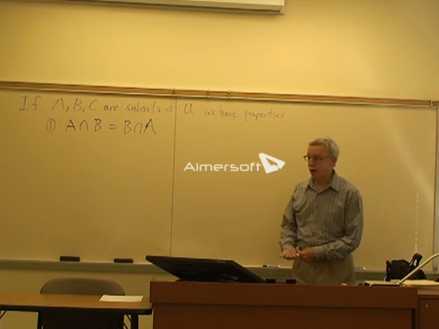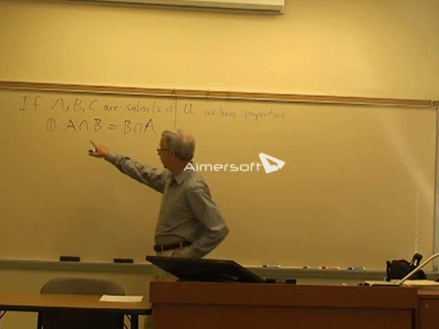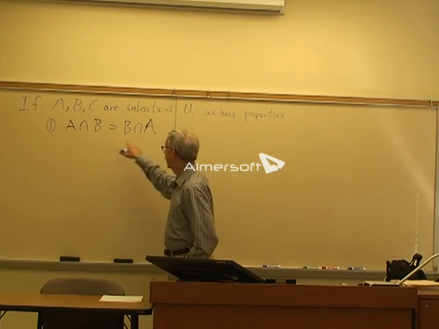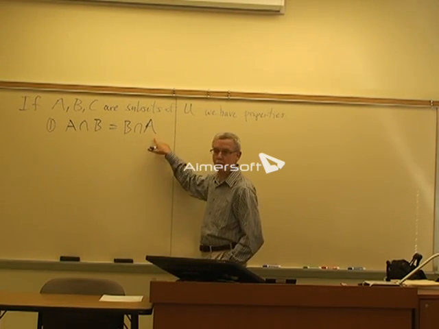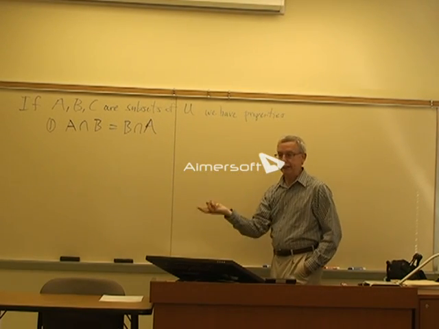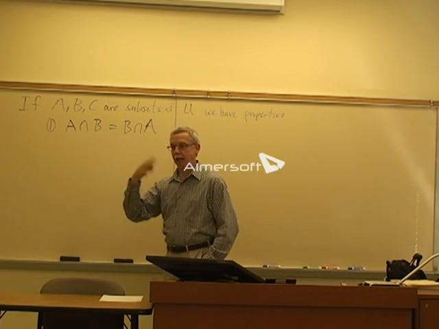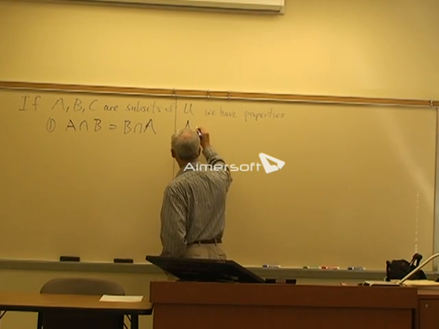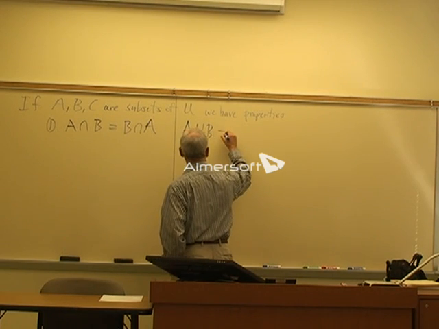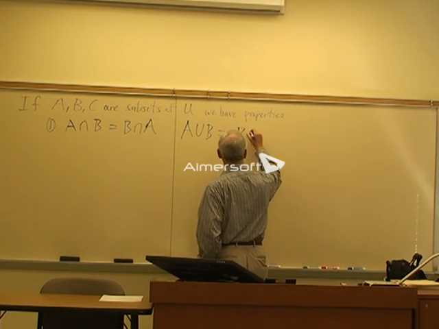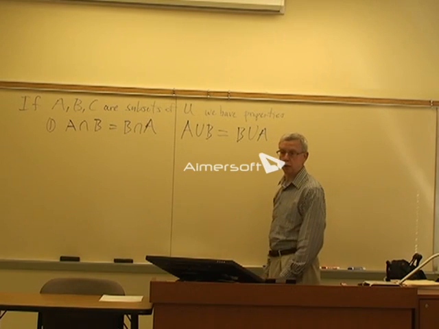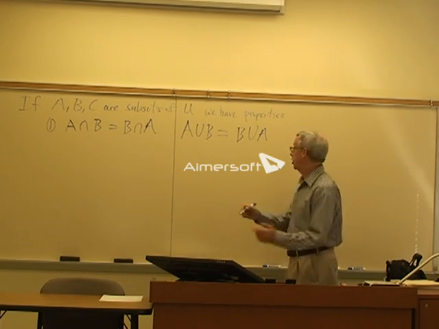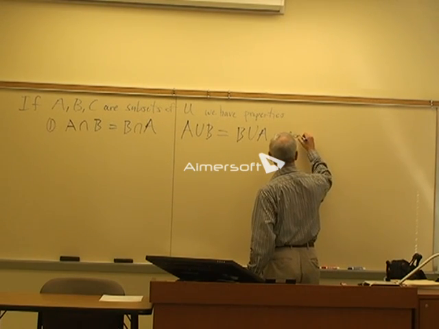That should go almost without proof, because if an element is in this set, it has to be in both A and B. If an element's in here, it has to be in both A and B. It's because the logical operator and is symmetric. And similarly, A union B is the same set as B union A, and we call that property commutative. These two operators are commutative.